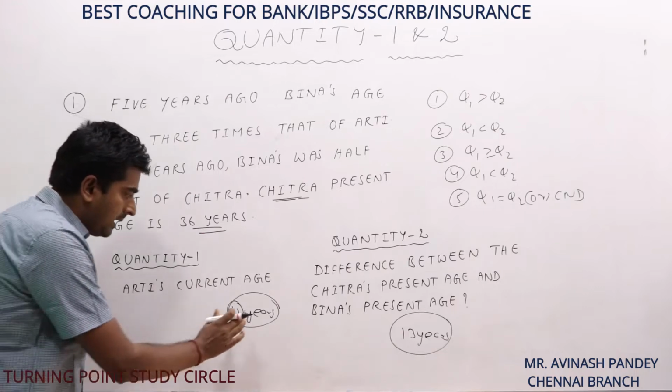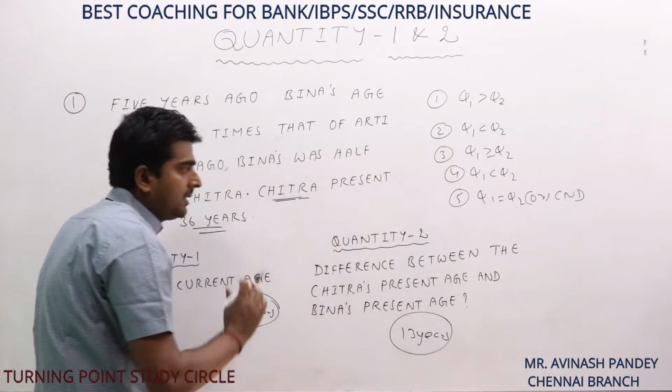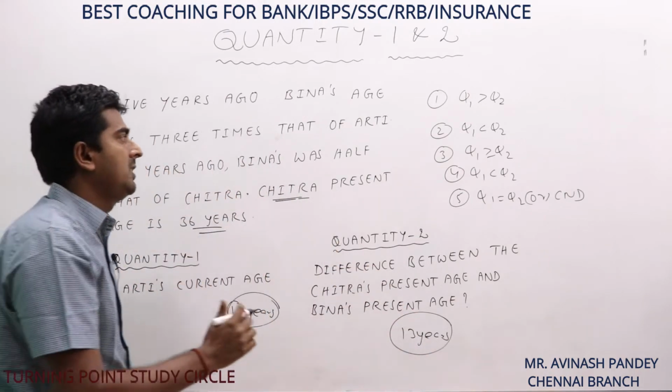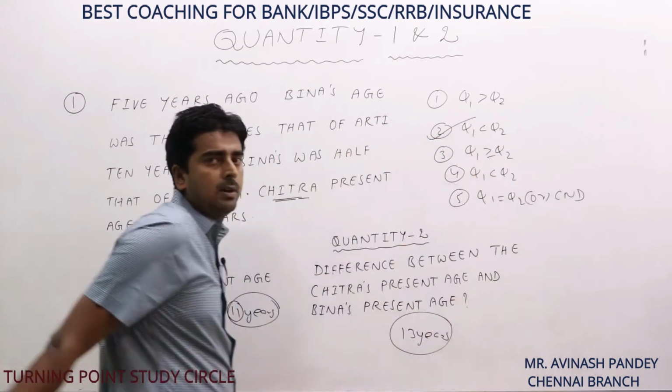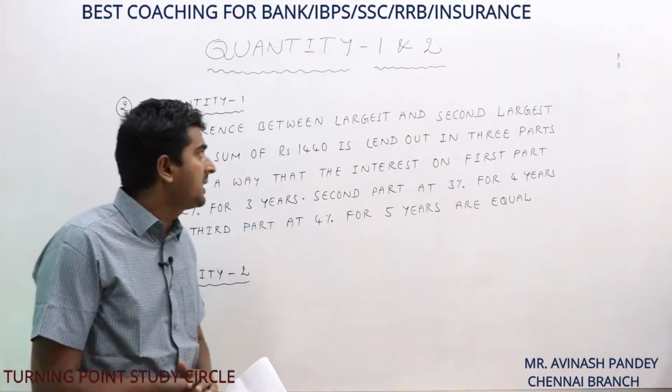So Q1 is nothing but 11 years. Q2 is nothing but 13 years. Quantity 1 is less than quantity 2. So what is my answer? Second option. I have to click the second option. So now we will see the second question.